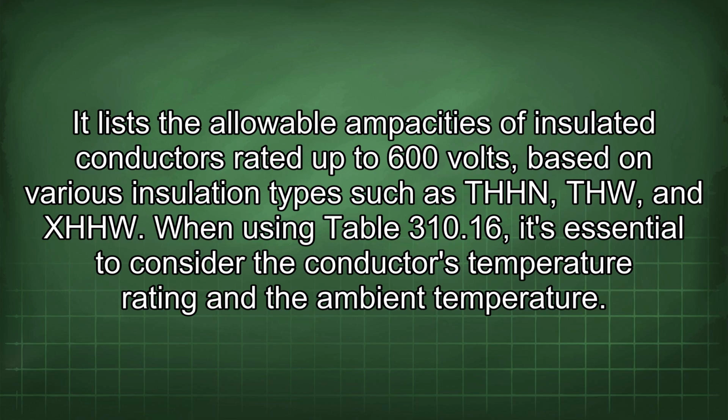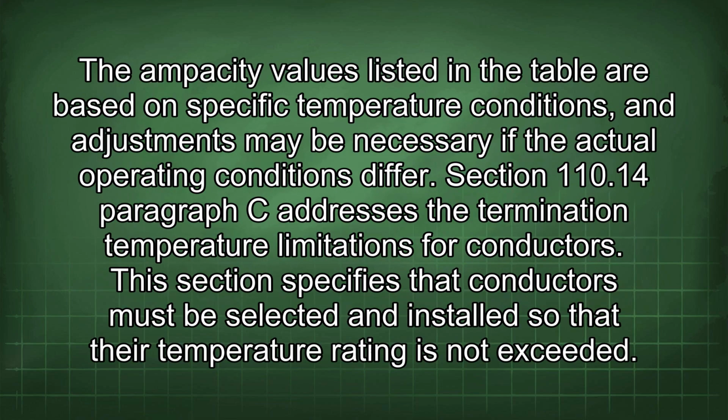It lists the allowable ampacities of insulated conductors rated up to 600 volts, based on various insulation types such as THHN, THW, and XHHW. When using Table 310.16, it's essential to consider the conductor's temperature rating and the ambient temperature. The ampacity values listed in the table are based on specific temperature conditions, and adjustments may be necessary if the actual operating conditions differ.